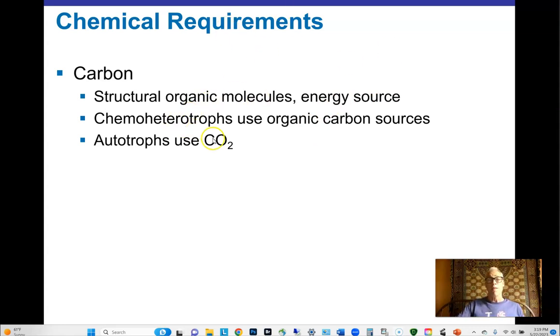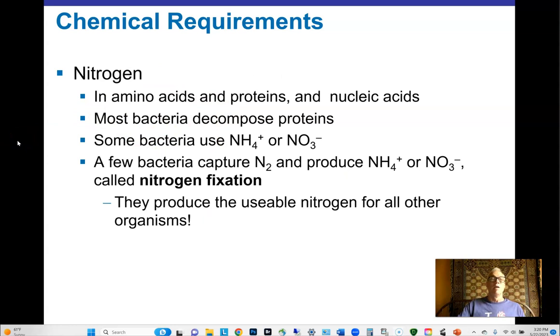Autotrophs use CO2. They can fix CO2. That means take CO2s and attach them covalently together to form a 6-carbon, ultimately a 6-carbon moiety, and make sugar out of it. So that's how autotrophs get their carbon. How about nitrogen? There's nitrogen in amino acids.